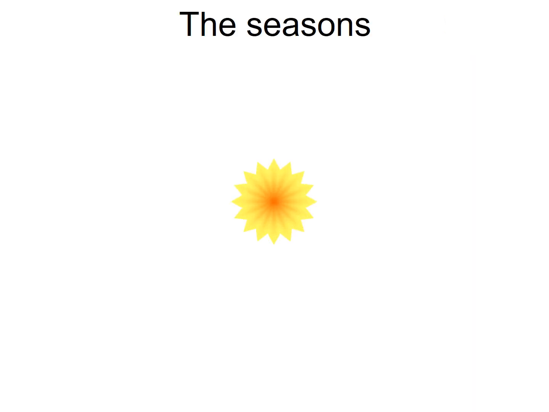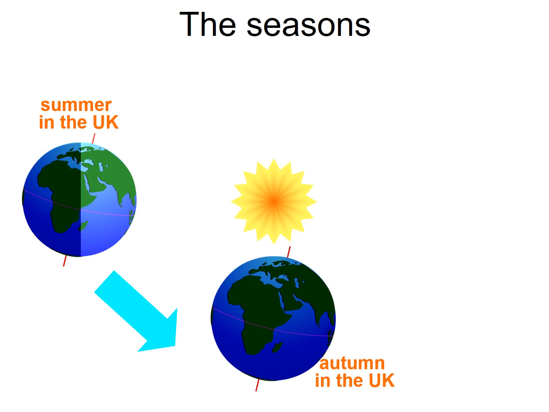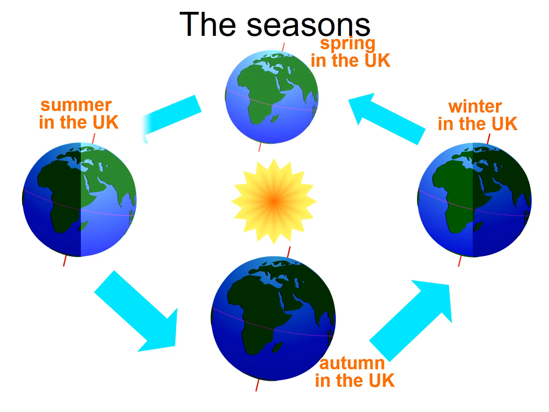Now, why do we have different seasons? We're going to look at the four seasons that we have in the UK. So we have summer, autumn, winter, and spring. We know that the Earth orbits the Sun while it spins on its axis and it is tilted. Therefore, as the Earth orbits the Sun on its tilted axis, different hemispheres face the Sun at different times. This is why we have the different seasons.